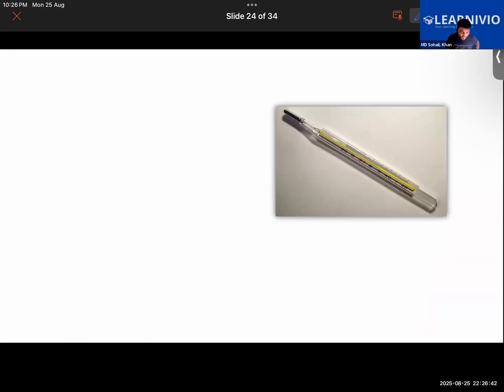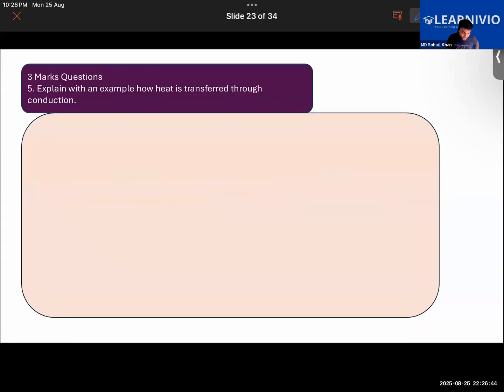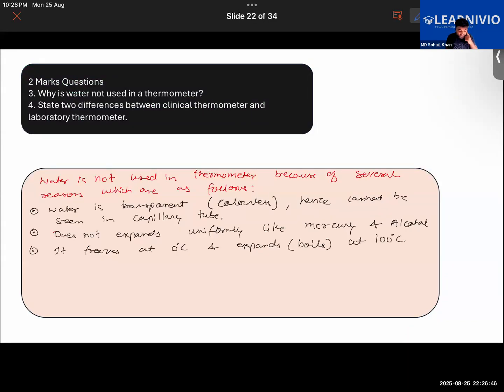Okay, good. Are you done with the answer of this question? So can I do the fourth question? Yeah. The two differences between clinical thermometer and laboratory thermometer are as follows.